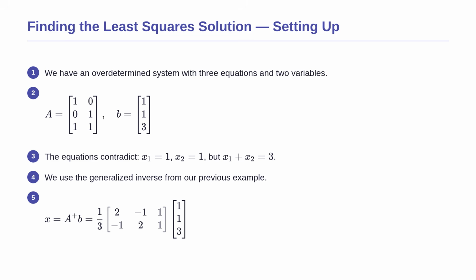Now that we understand the geometry, let us put this magic into practice. We are given an overdetermined system with 3 equations but only 2 variables. We are using the exact same matrix A from our previous example and a new target vector b. If you look closely at the equations, the first row says variable 1 is 1. The second says variable 2 is 1. But the third row says their sum should be 3. This is a direct contradiction, so a perfect solution is impossible. We chose the least squares formula to bypass these contradictions. We set up our strategy by multiplying the generalized inverse we already calculated by our new target vector.